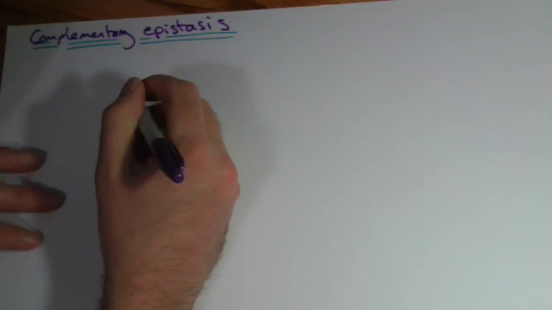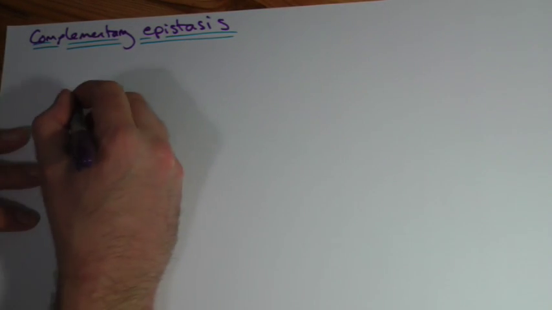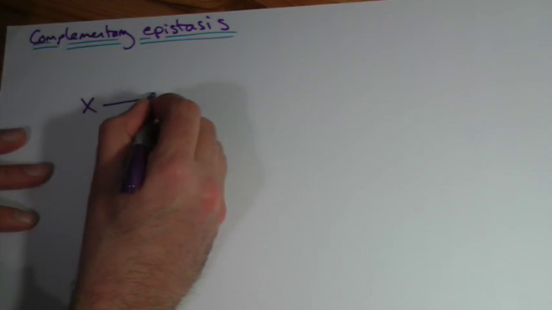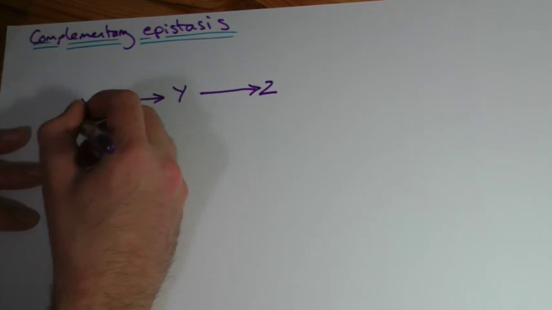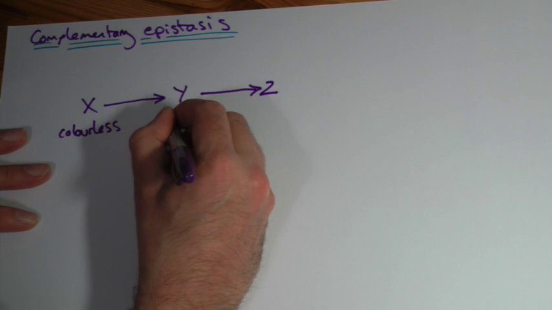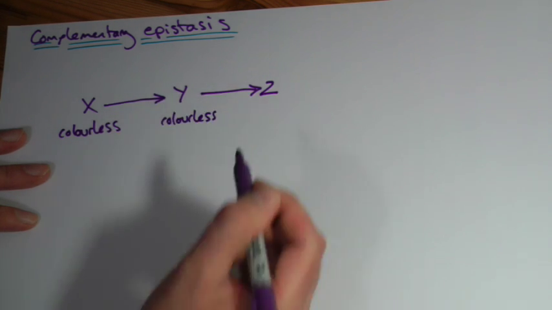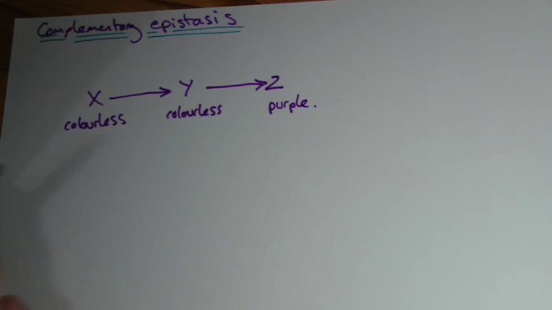It makes things quite clear. It's from an experiment by one of the guys who came up with Punnett squares. So we've got a chemical, let's just call it chemical X, and we have a biochemical pathway. Let's call it X, Y, and Z. Both X and Y are colourless chemicals, and Z has a purple colour.